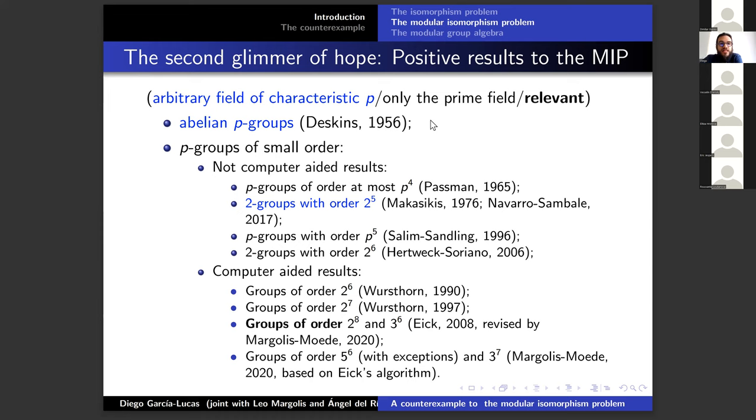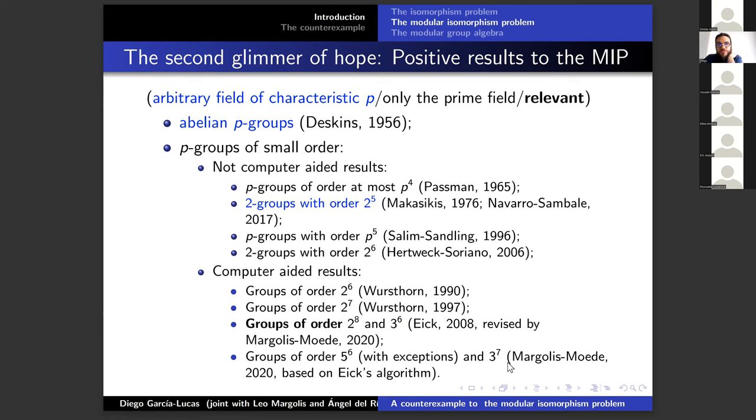Well, the first result about the modular isomorphism problem is due to Deskins in '56, and it holds for every possible field, and it says that the modular isomorphism problem has a positive answer if the groups are abelian. This problem has also a positive answer for a lot of groups of small order. I'm not going to read them all, but the general idea is that it holds for groups of order dividing p to the 5 for arbitrary primes, of order dividing 2 to the 8 for the first prime, and of order dividing 3 to the 7 for the second prime.